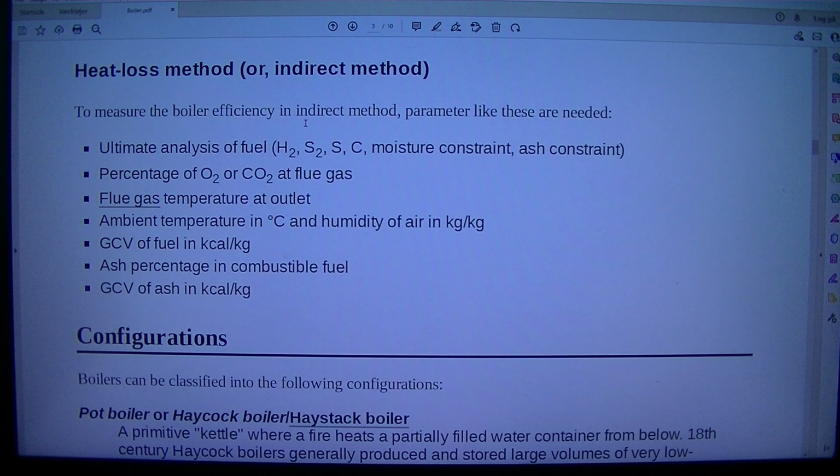Heat loss method, or indirect method. To measure the boiler efficiency in the indirect method, parameters like these are needed: ultimate analysis of fuel (H2, S2, S, C), moisture content, ash content, percentage of O2 or CO2 in flue gas, flue gas temperature at outlet, ambient temperature in degrees C and humidity of air in kg/kg, GCV of fuel in kcal/kg, ash percentage in combustible fuel, GCV of ash in kcal/kg.